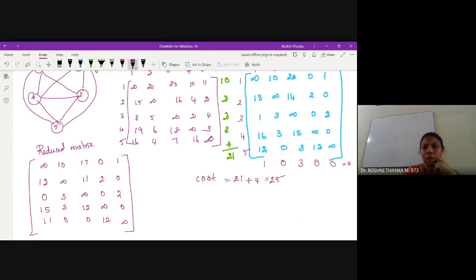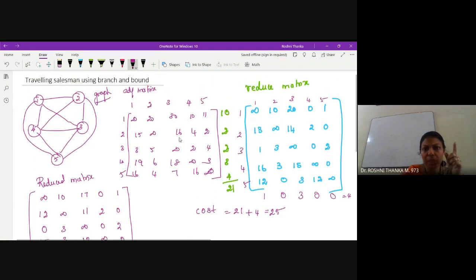Okay, so first what we did, this is the adjacency matrix. We have to reduce the matrix. Why we are doing all this is, we want to have a bound, right? Always in branch and bound, we fix a bound. So we want to find the upper bound, that is, how much the cost will be in and around when we travel throughout. So we are finding that by reducing the matrix.